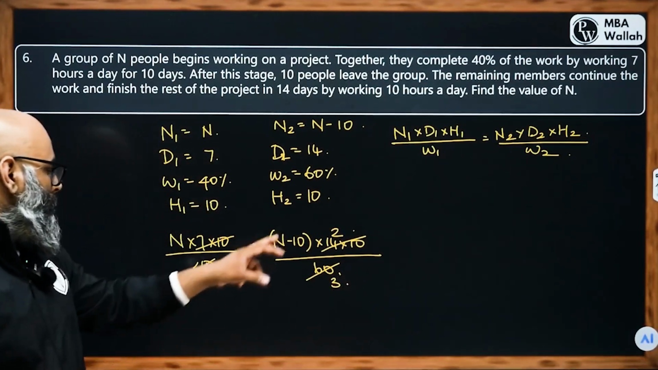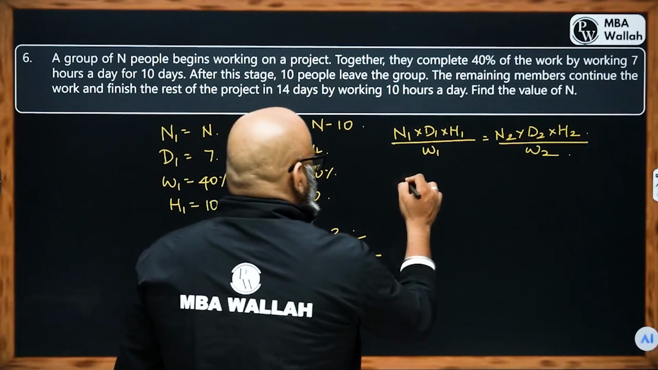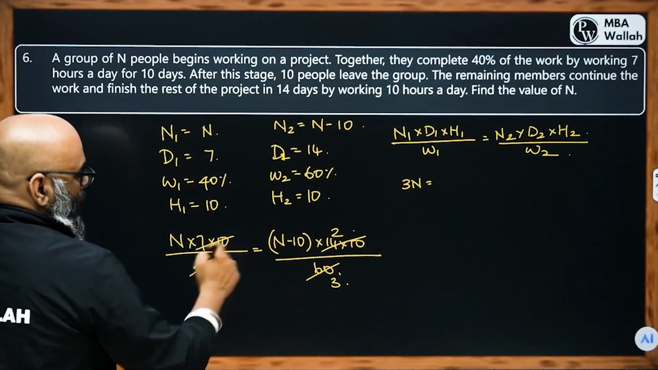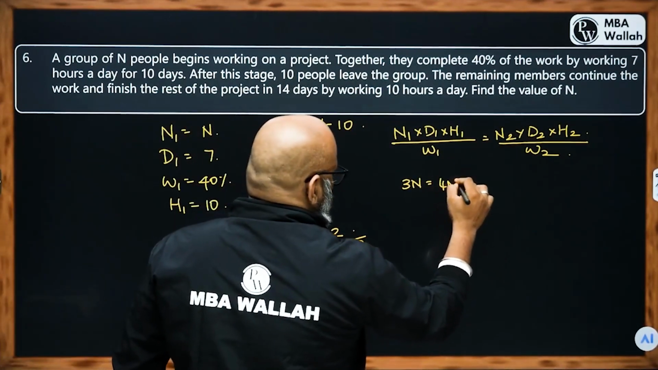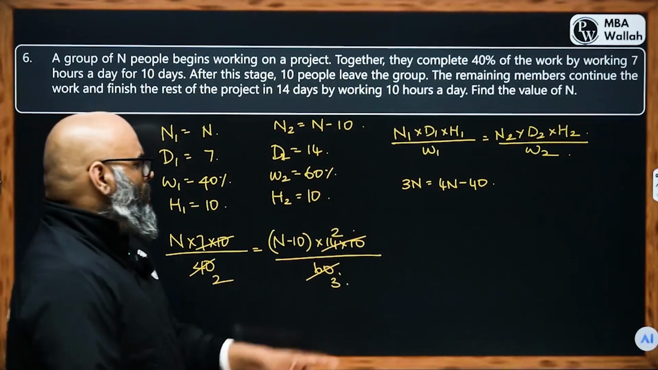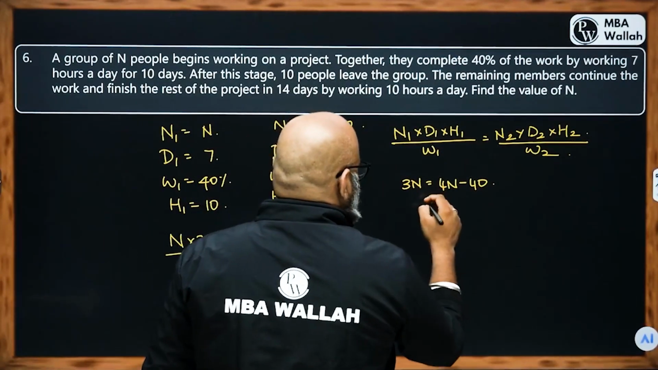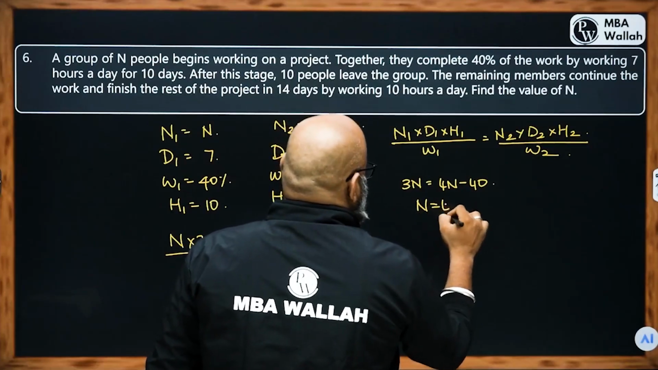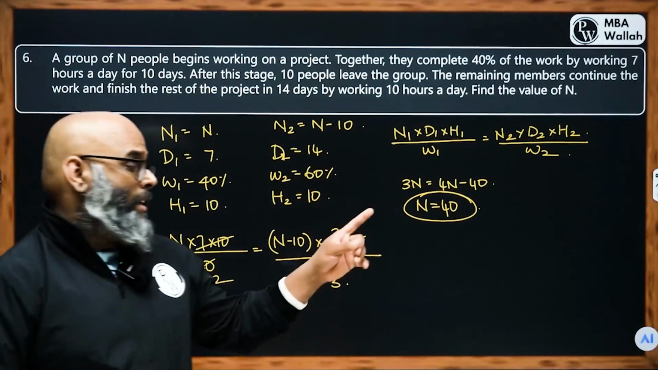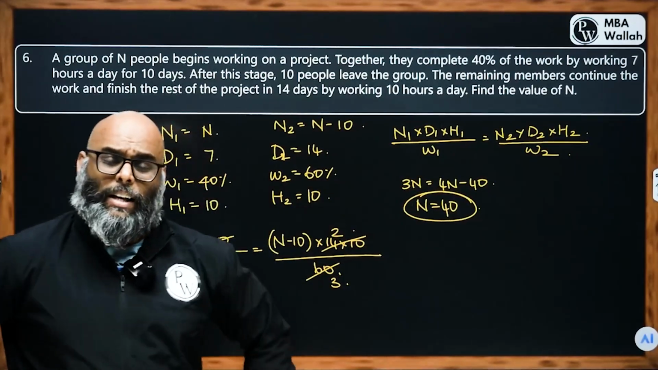Okay, 3 here. So let's cross multiply. 3n is equal to 4 into n minus 4 into 10 is 40. So take all the n's to one side and the constants to the other. N is equal to 40. Find the value of n. That's our answer. Nice question.